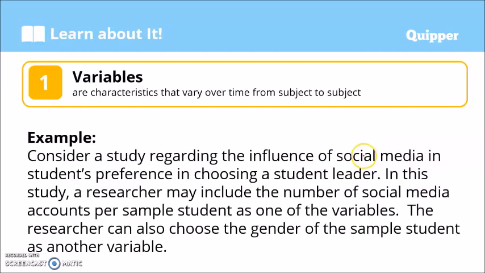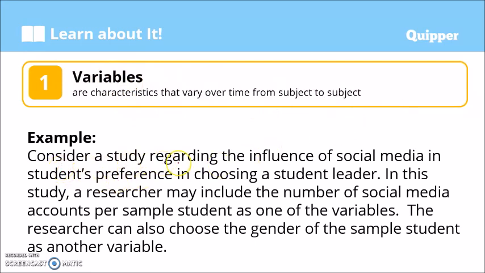Let's find out. First, let's define the basic information about statistics that involves data. First, we have what we call variables. Variables are characteristics that vary over time from subject to subject. Okay, so these are the characteristics that change over time.